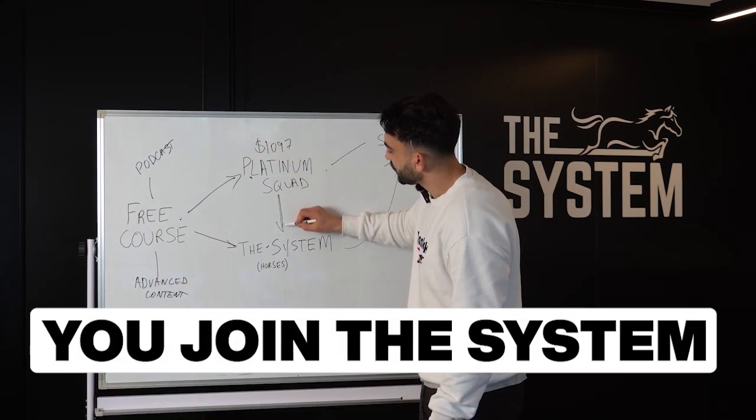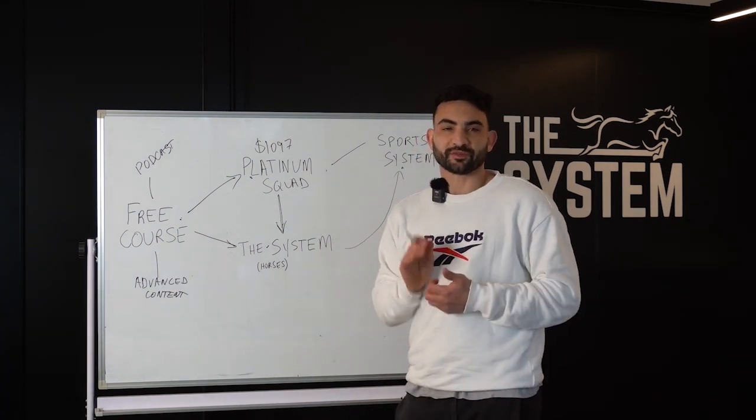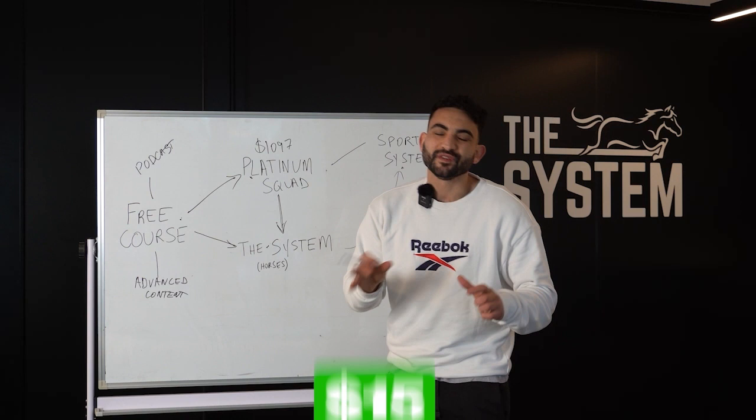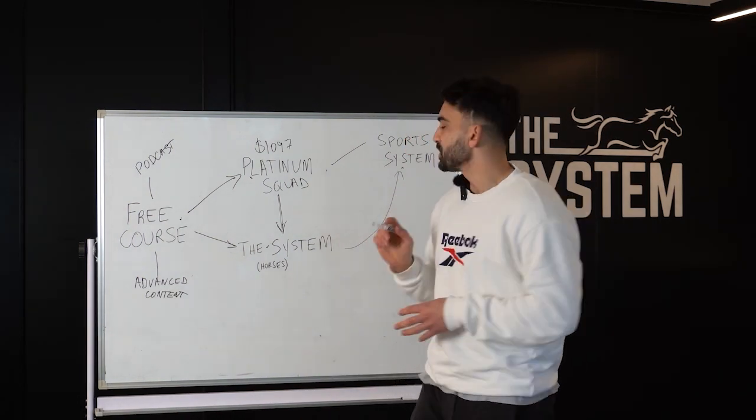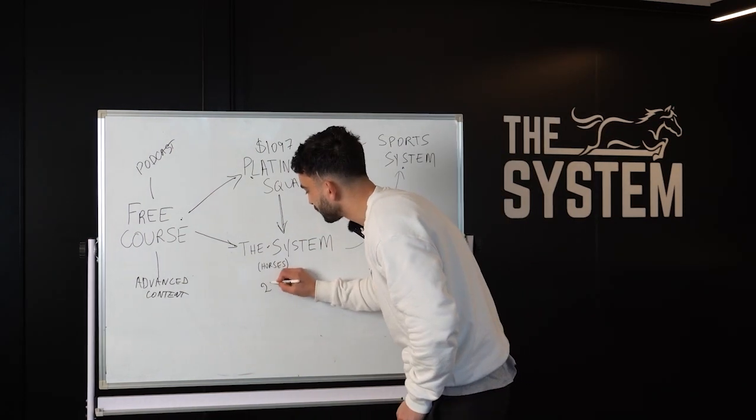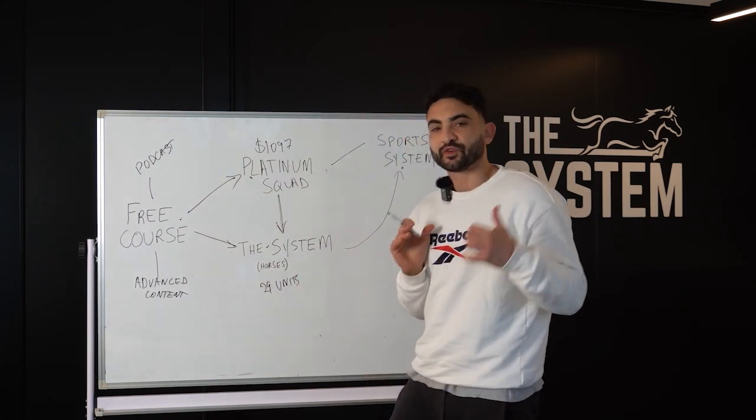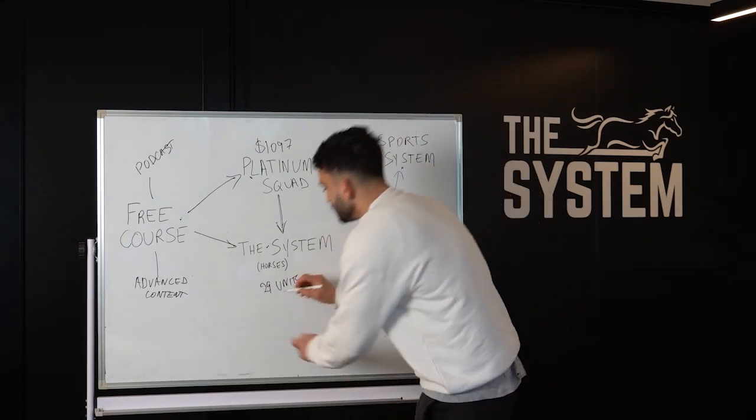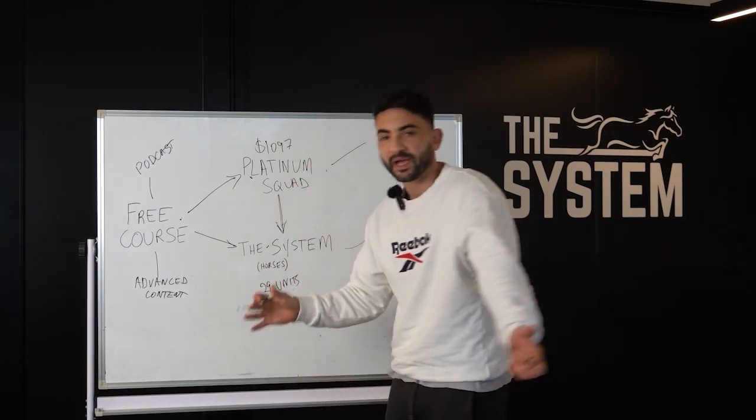After about a month, you join the system, you start off on a small unit size. No matter who you are, you're going to start off on a small unit size. You're going to start off on a 10, 15, no more than that for the first month. $10, $15 unit size, which means you're not going to be making much money in the first month. The system averages about 29 units profit a month, right? So if you start off on a $10 unit size on the system, you're going to be averaging $290 in your month before you pay your sub fee.